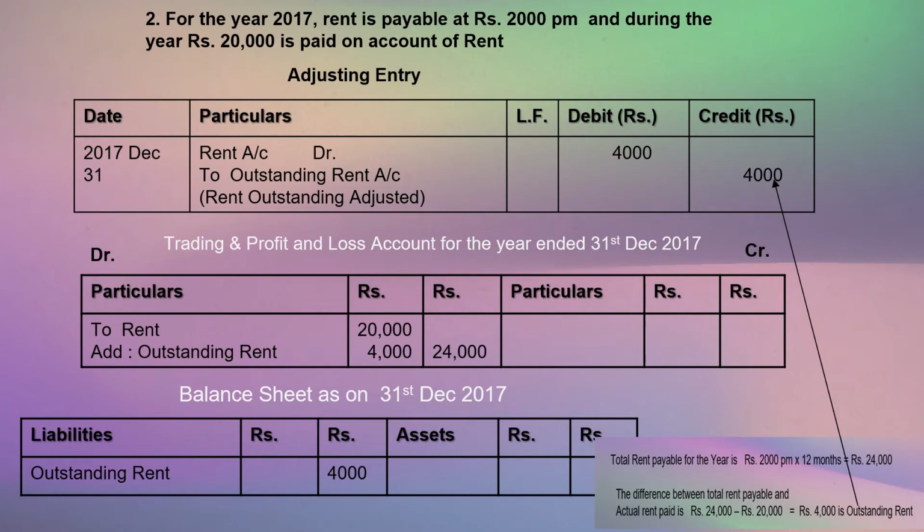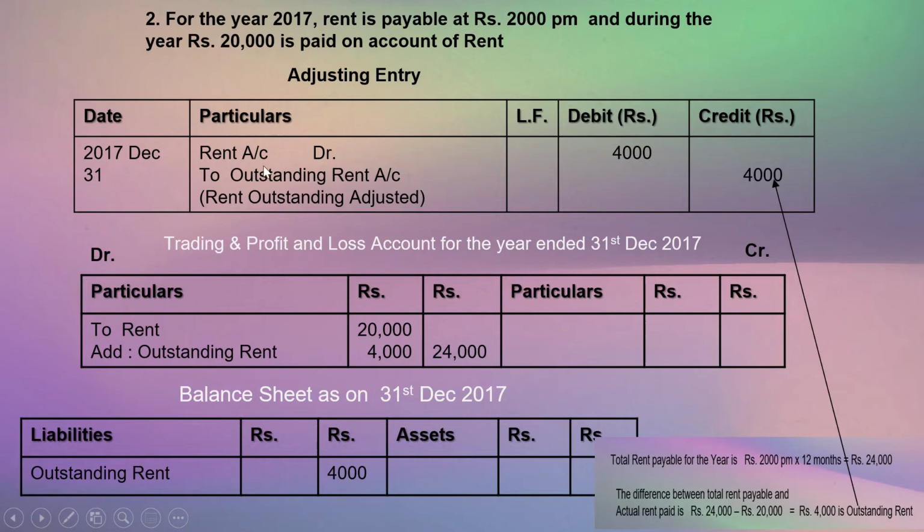Now one example is there. Rent is payable at rupees 2,000 per month. Now we are preparing for a 12 months period. So 12 into 2, 24,000 should be there, but the account is showing only 20,000 rent paid. So what we should do, I have shown here in the small working notes. You have to find out: for the 12 months period it is 24,000, but we have paid only 20,000. So 4,000 is outstanding rent.